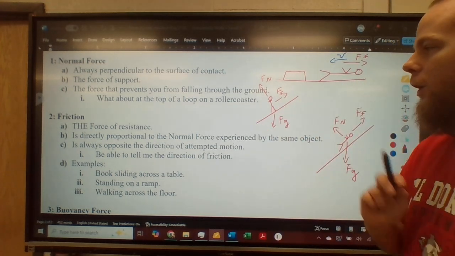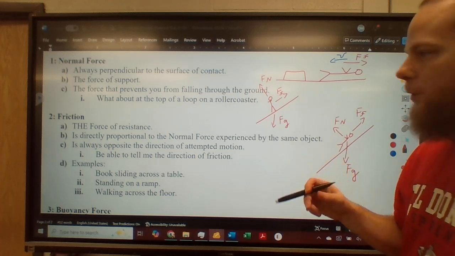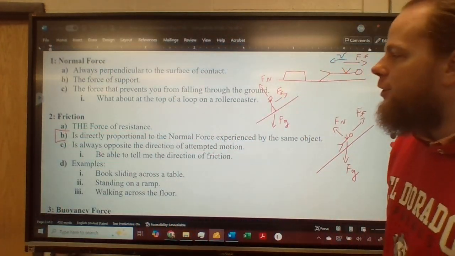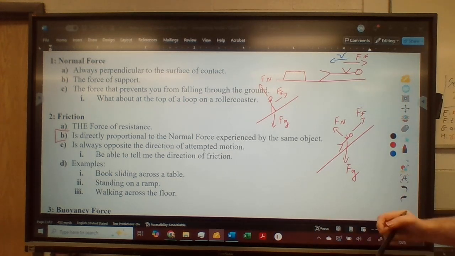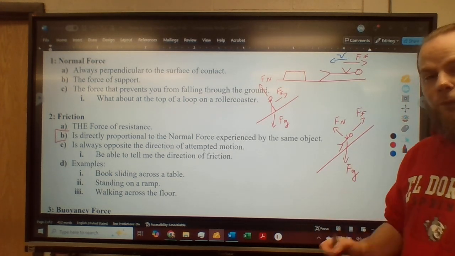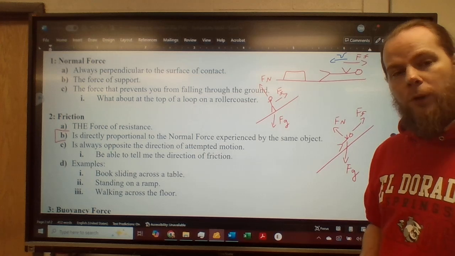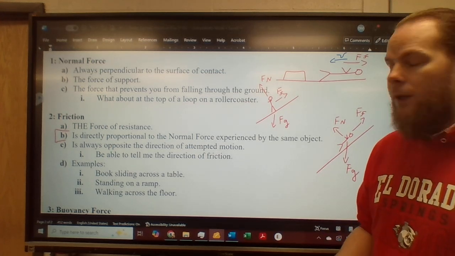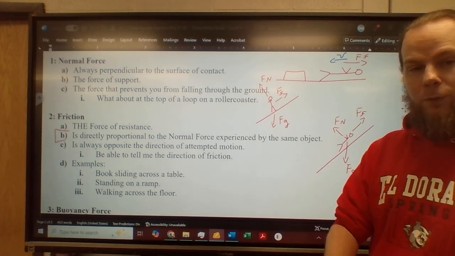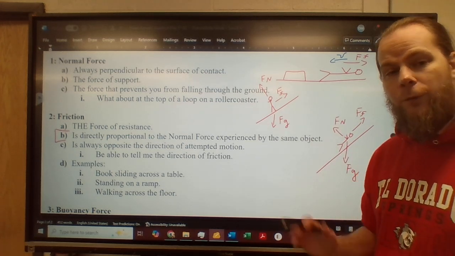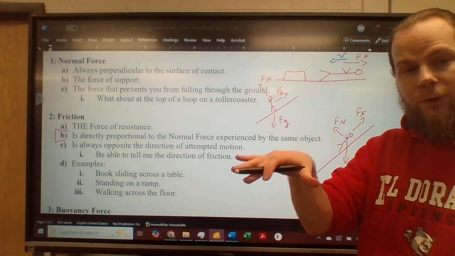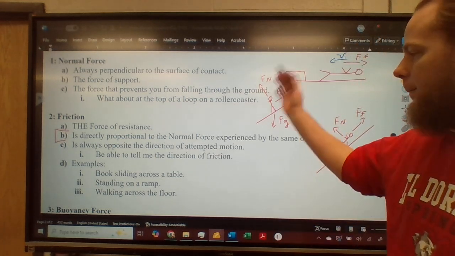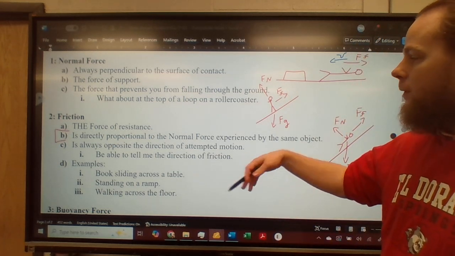You need to know, this is probably a little bit of new material here, that friction is directly proportional to the normal force that is being experienced. The larger your normal force, the higher the frictional force that's going to be exerted on you. We're not going to do any math with that. There is a math to calculate frictional force. We're not going to do that in this class. That's physics class. We'll save that for there. It is always opposite the direction of attempted motion.